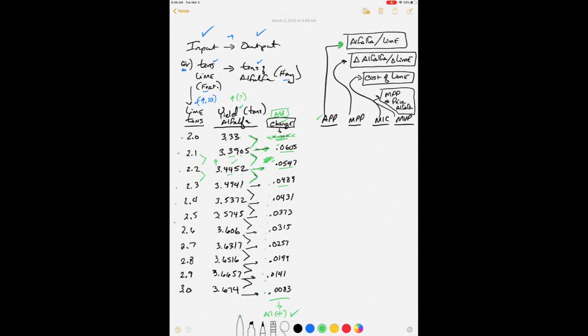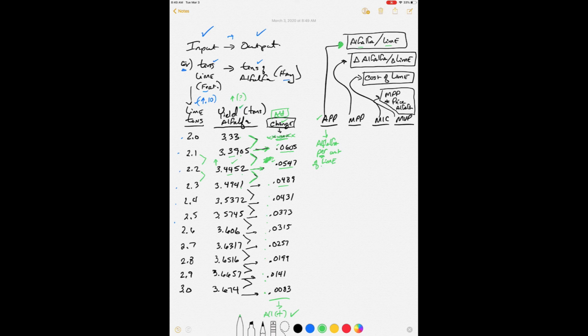The first one is average physical product. Now I wrote the formulas here to help you in this example. That's just the tons of alfalfa divided by tons of lime. Now what does that mean? That means that the value you calculate using that formula is going to be the alfalfa produced per ton of lime. So it's the amount of alfalfa, which is also tons, so tons of alfalfa produced per ton of lime, because you're dividing it.